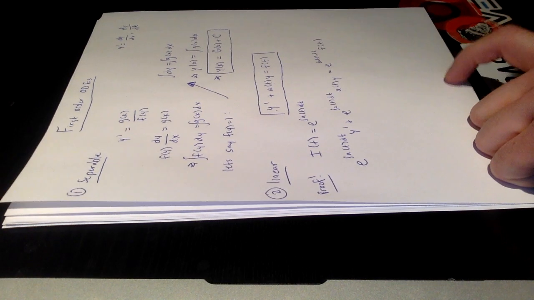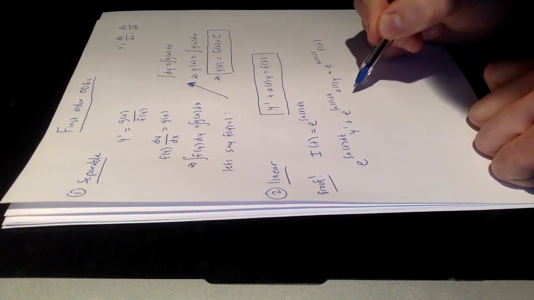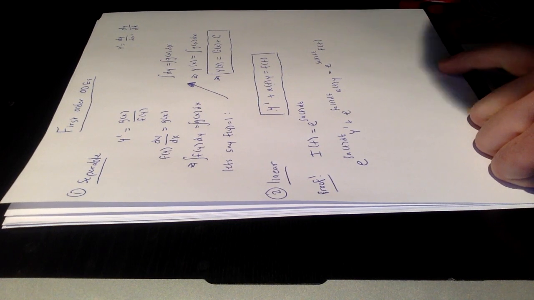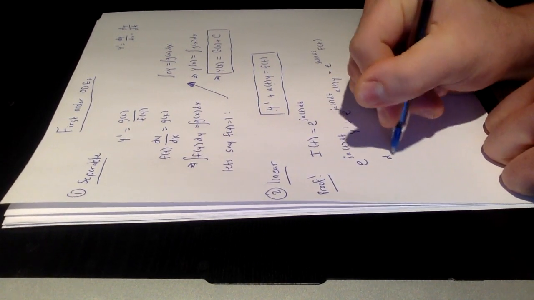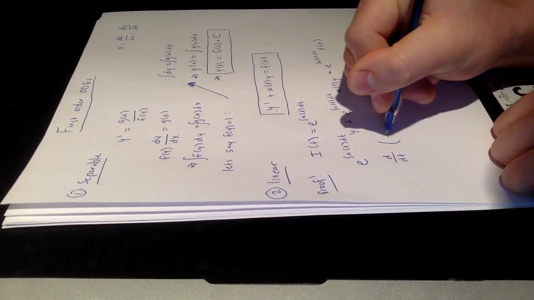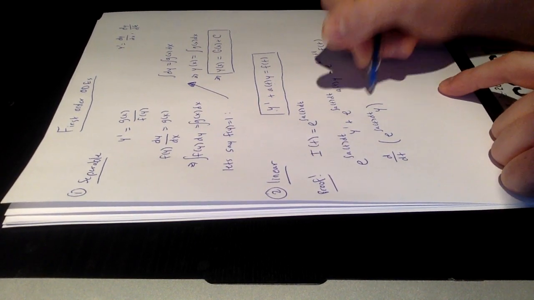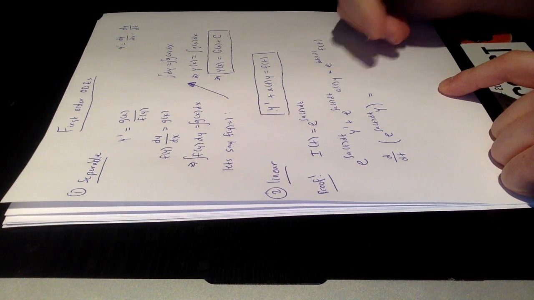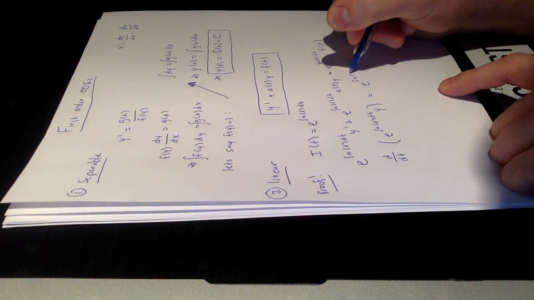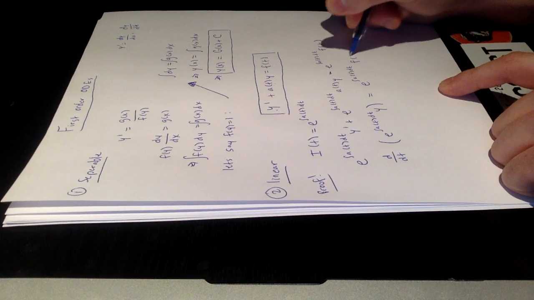If you stare at this left-hand side long enough, you actually notice it's a total derivative. So we can write it as d by dt of e to the integral of a of t dt times y, which equals, we'll just leave the right-hand side alone, e to the integral of a of t dt times f of t.